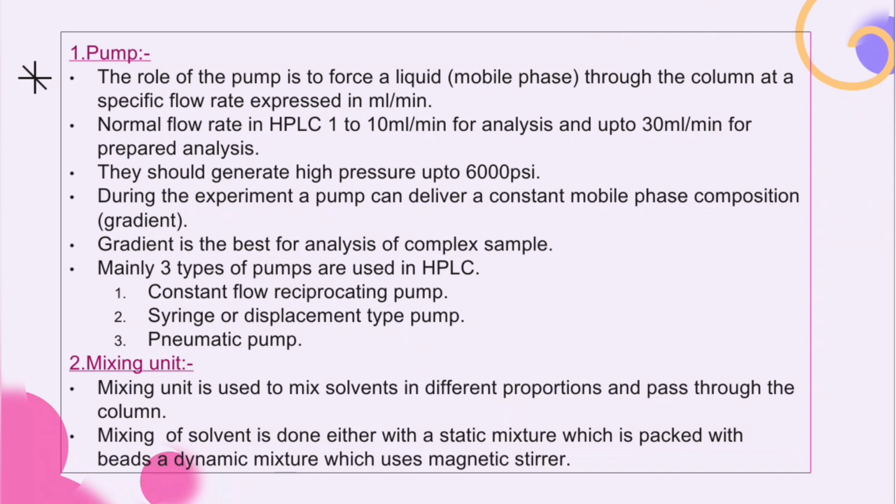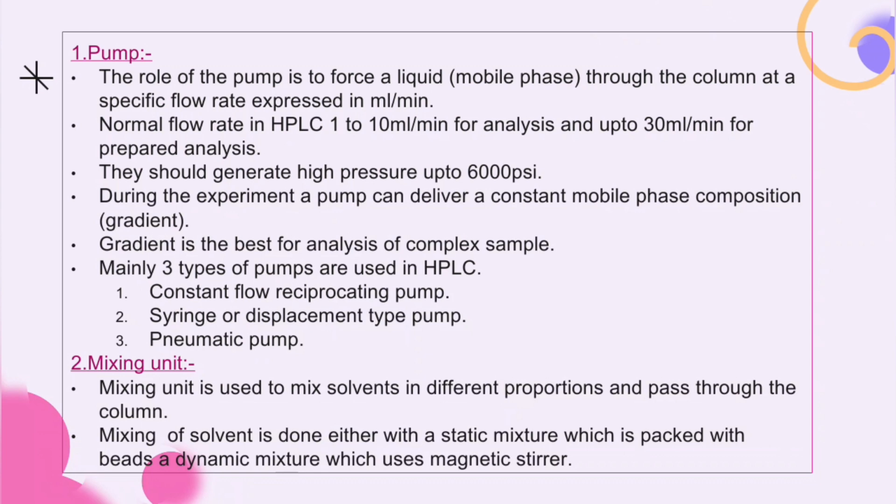Mainly three types of pumps are used in HPLC. First one, constant flow reciprocating pump, and second one, syringe or displacement type pump. This consists of a large syringe-like chamber and is suitable for small bore columns. Third one is pneumatic pump. In this, gas is used to pressurize the mobile phase that is present in a collapsible solvent container.